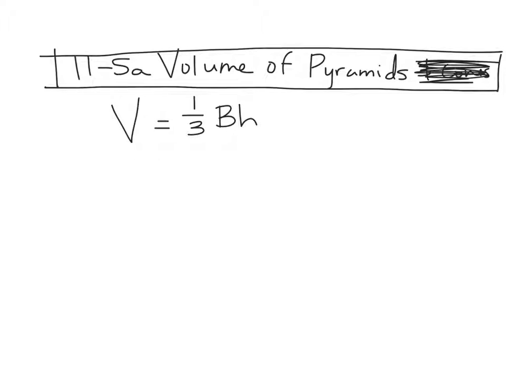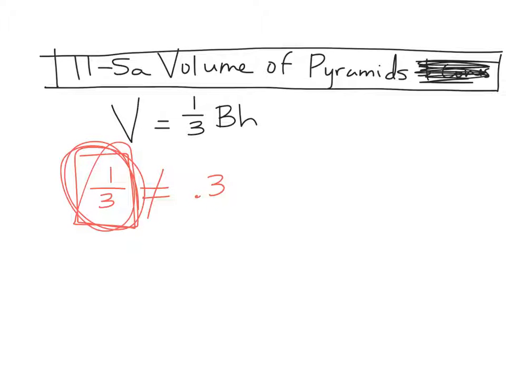So here's your biggest takeaway from today. Are you ready? 1/3 does not equal 0.3. No, it's 0.3 bar notation. It is 0.3 repeating, okay? If you plug into your calculator for this formula 0.3 times the base times the height, you will get the wrong answer, okay? Use the fraction key on your calculator or type in 1 divided by 3, but do not put in 0.3. That is not your friend. We don't want it, okay?